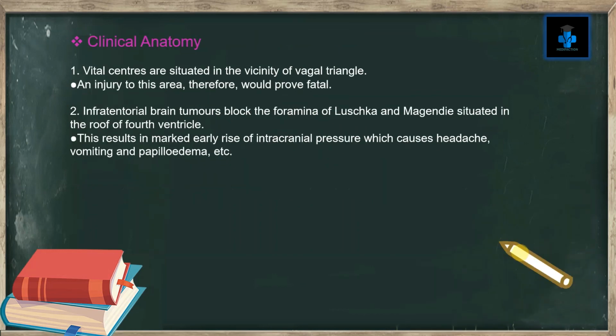Clinical anatomy. Number 1. Vital centers are situated in the vicinity of vagal triangle. An injury to this area therefore would prove fatal. Number 2. Infratentorial brain tumors block the foramina of Luschka and Magendie situated in the roof of fourth ventricle. This results in marked early rise of intracranial pressure which causes headache, vomiting, papilloedema, etc.